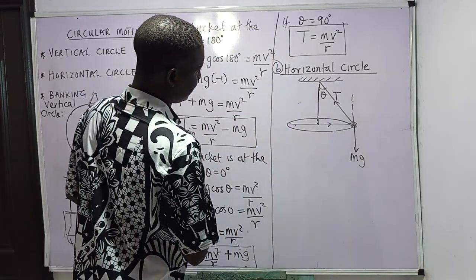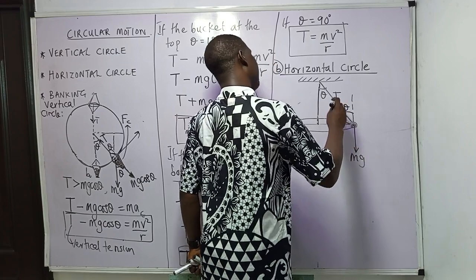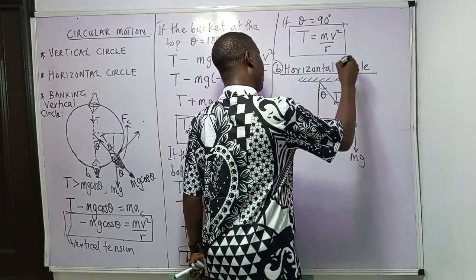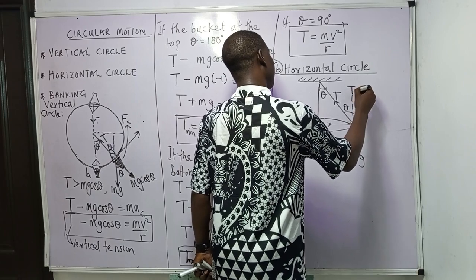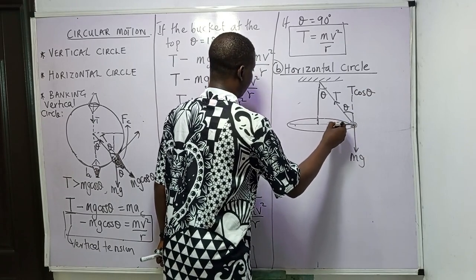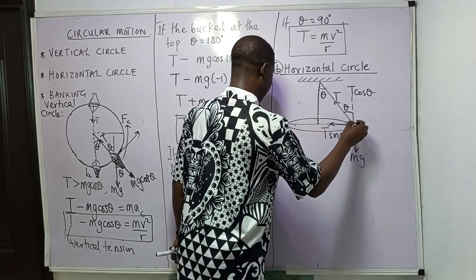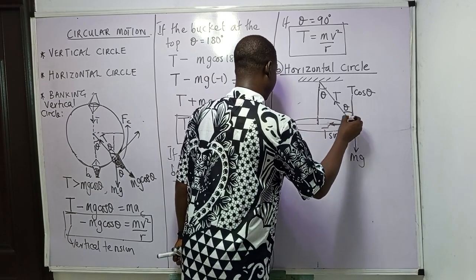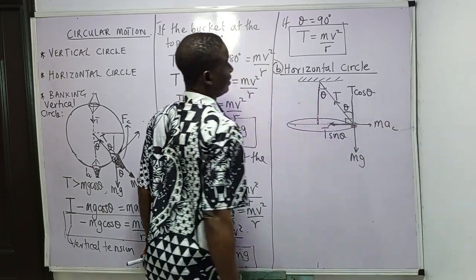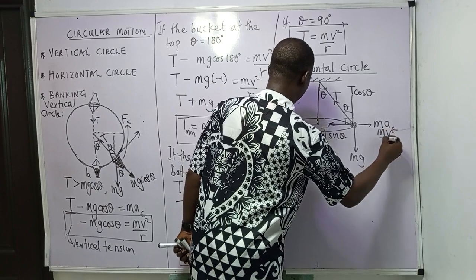Now, in this analysis, the tension upward, this is theta. If you resolve this theta, this one is alternate angle to this. If you resolve the tension upward, we're going to have T cos theta. Then if you resolve it like this, you are going to have T sin theta. Because this is 90 degrees. Then there will be a centripetal force like this, in this case the horizontal circle, which is equal to mv squared over r.